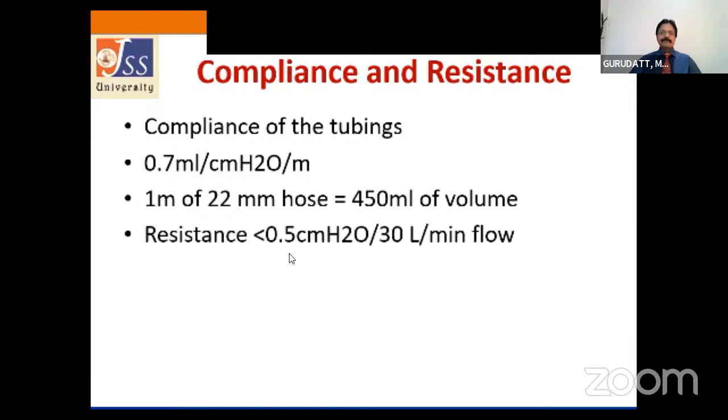And they also have minimal resistance. That's what I was talking to you about when I was talking about the requirements. So the resistance offered by these 22 millimeter breathing tubes is just about 0.5 centimeter of water per 30 liter per minute of flow. That means the resistance offered is very, very low. So the length of the corrugated tubes.